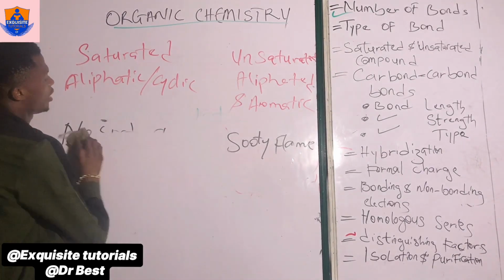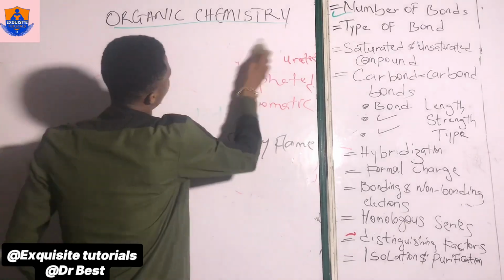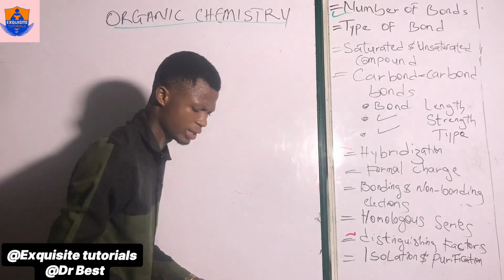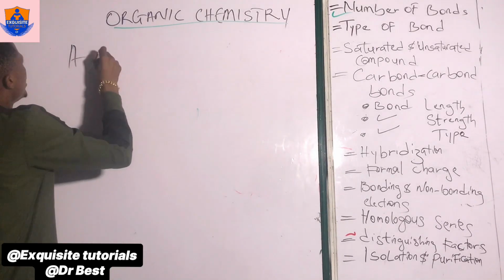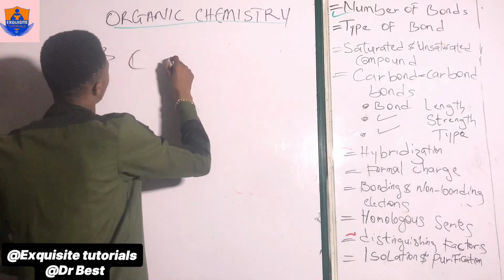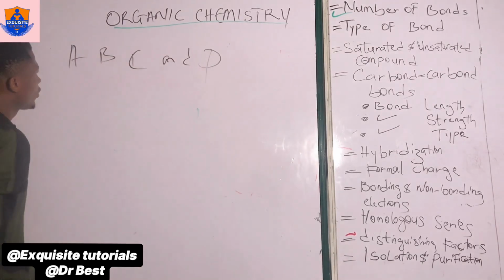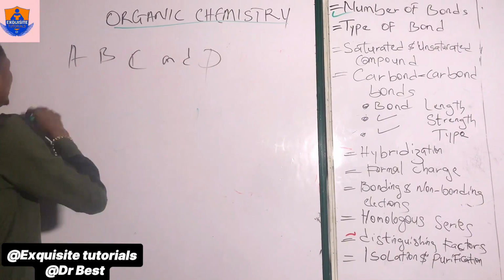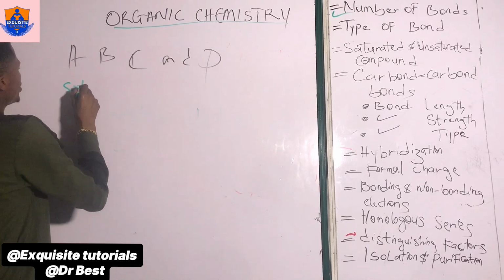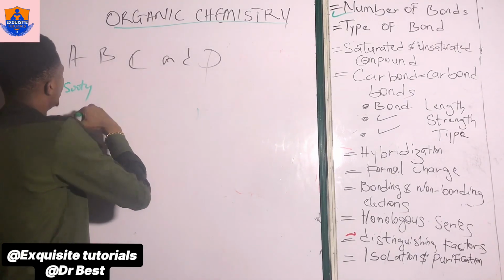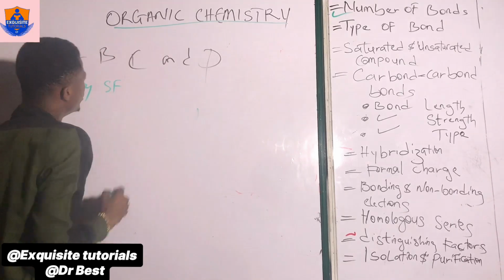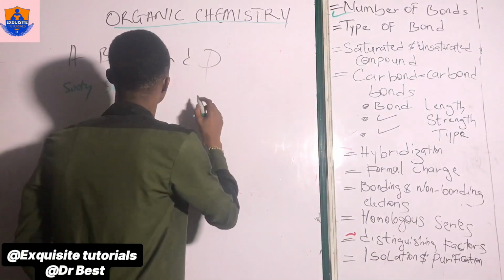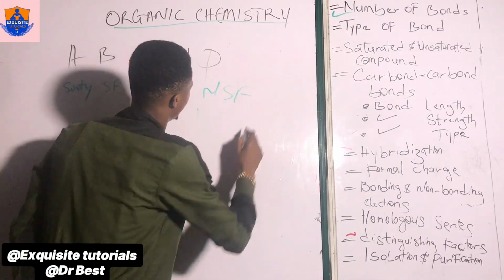Then saturated aliphatic compound and alicyclic compound burn with no sooty flame, while unsaturated and aromatic compound burn with sooty flame. Now let's say, for example, I give you a question like this. Compound A, B, C, and D were exposed to flame, and we discover that compound A burns with sooty flame, SF, compound B sooty flame, compound C no sooty flame, NSF, compound D no sooty flame, NSF.